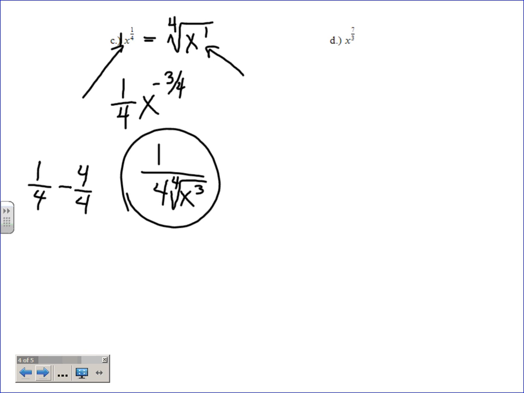I would caution you against leaving it like this, because we are going to set this equal to something. It's going to be easier to work with like this than in that form, because the negative gets a little confusing when you set it equal to something. So how about this one here? What's the coefficient? 1.